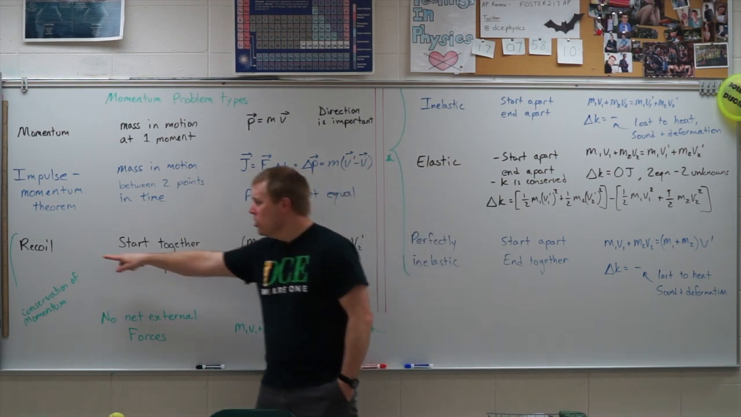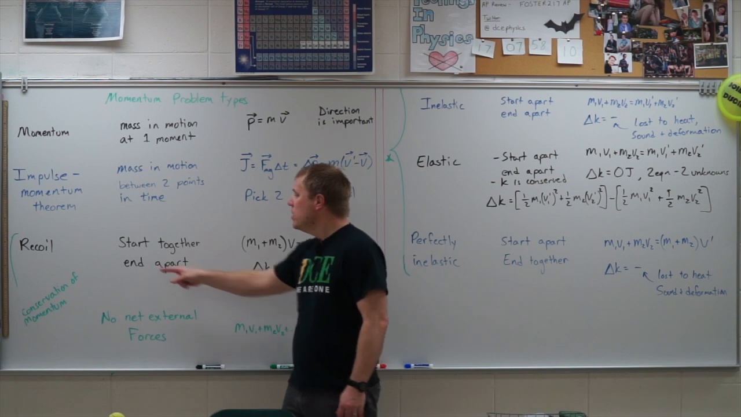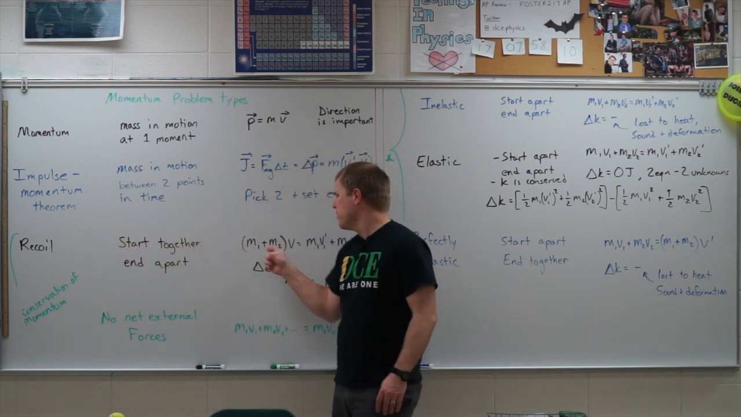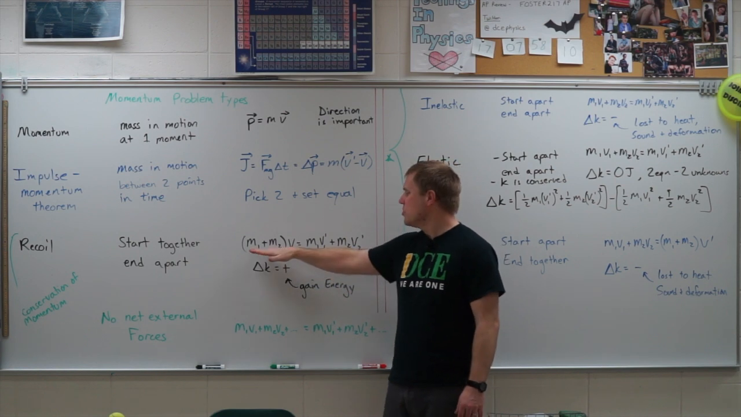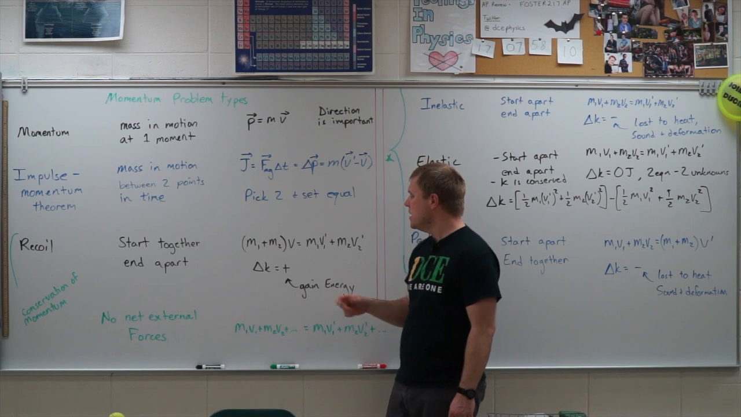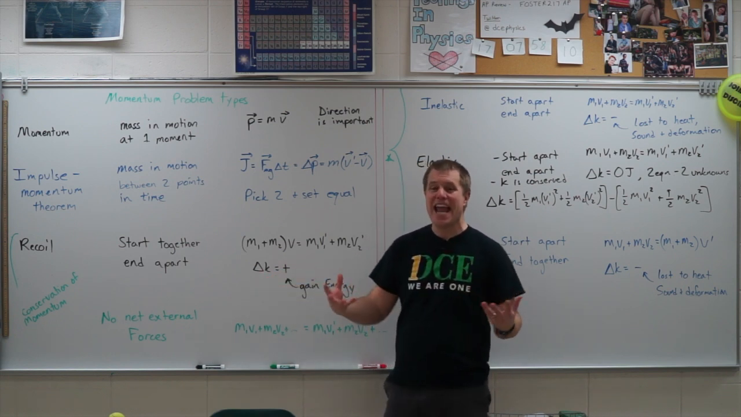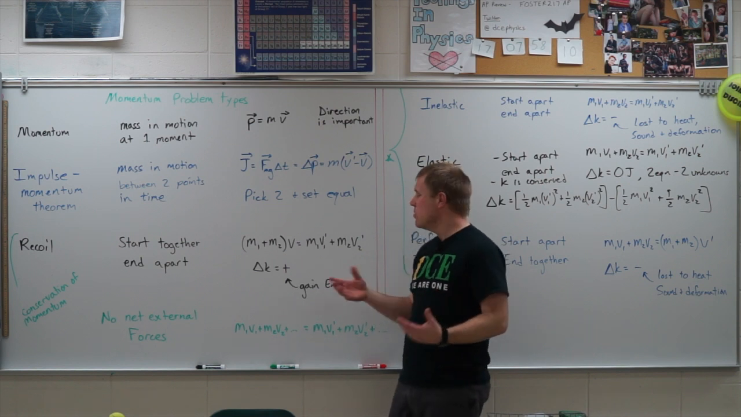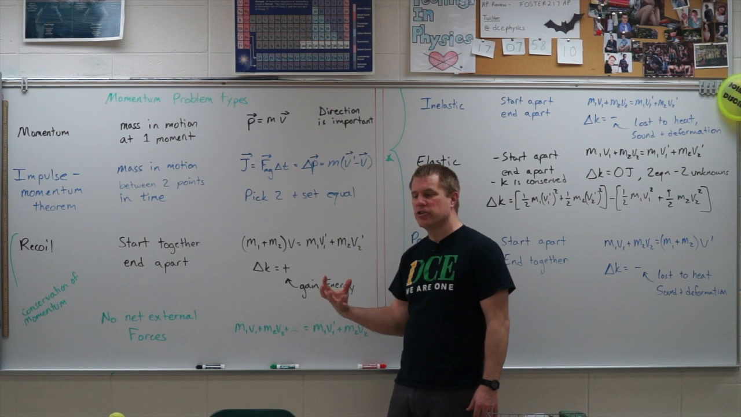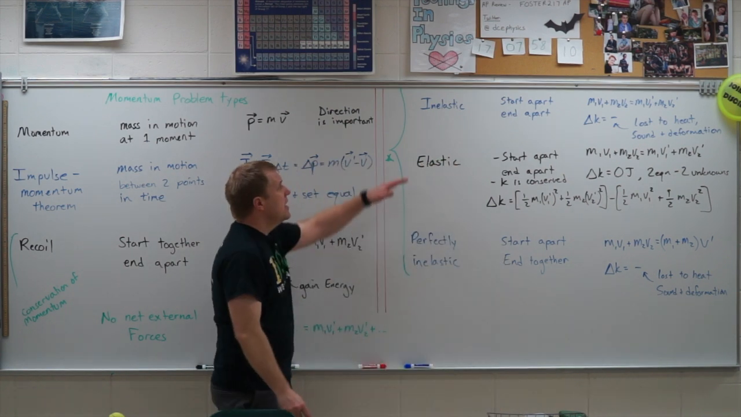differently. So our recoil problem type, okay, we're back into the grid now. The recoil problem type starts together, ends apart. So because they start together, they have a common initial velocity. So we combine those initial momentums to have a common velocity. And we see that the change in kinetic energy is positive. We gain energy during a recoil. Typically, you can think about someone throwing a ball. Okay, we converted chemical energy in those muscles into kinetic energy of the ball.